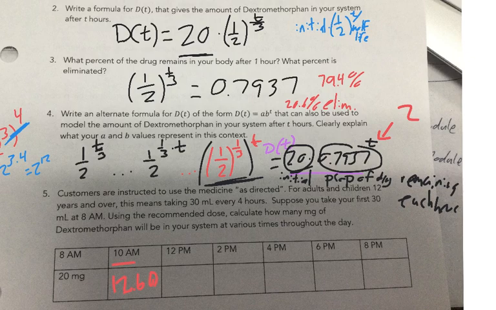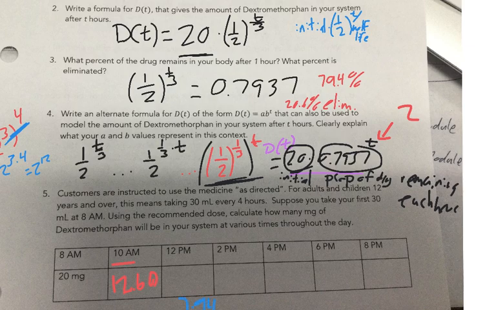All right, now here's the tricky part. What about at 12? Well, at 12, the amount that was already in your system will have decreased. This 20 will have gone down 4 hours' worth, so we could plug in 4 for T. If I plug in 4 for T, you get 7.94.